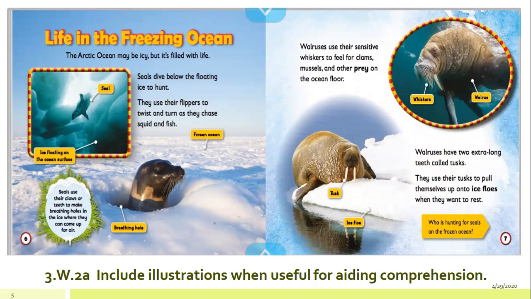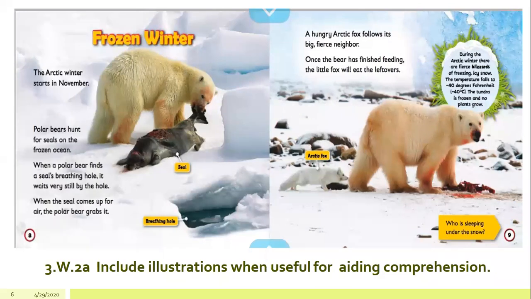Now, when you look at this page, you're going to see, again, they have those boxes and circles that jump out. They also have labels. I want you to look at the bottom right-hand corner. Who is hunting for seals on the frozen ocean? Now, they've included the question and the answer. You have to turn the page. Throughout this book, I don't know if you realize that, the answer to the question is on the next page. And there's the answer. Let's look again at the bottom. Who's sleeping under the snow?